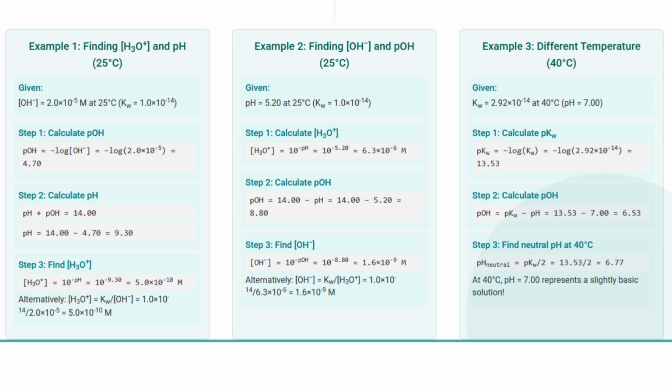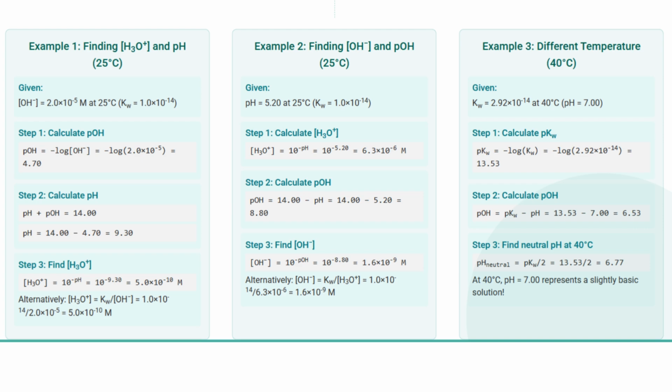Step 3. Find the hydronium ion concentration. H3O plus equals 10 to the negative pH, which is 10 to the negative 9.30, which equals 5.0 times 10 to the negative 10 molar.